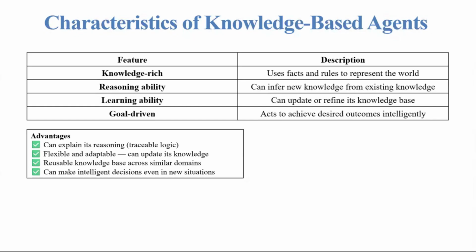For example, suppose the weather department introduces a new warning level. We simply add a new rule to the knowledge base and the agent immediately starts using the updated knowledge. So this makes the system highly flexible.